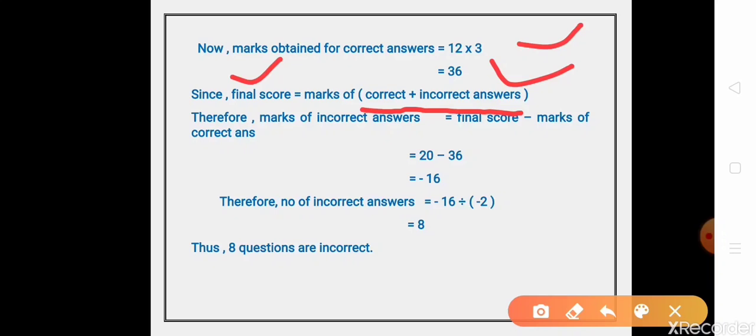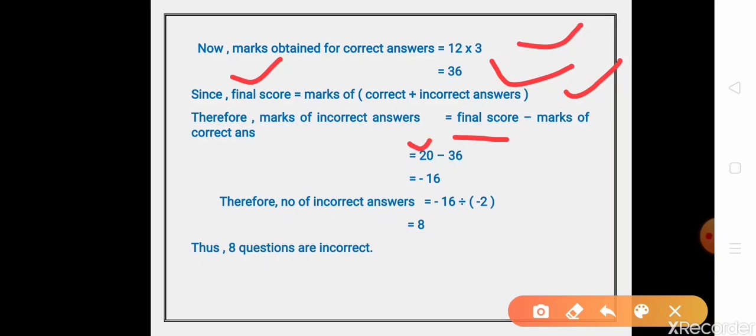This is very simple to understand. So, marks of incorrect answers will be what? Final score minus marks of correct answers. I hope this is making sense to you. You go back to the previous statement. Final score is equal to marks of correct plus incorrect answers. Therefore, marks of incorrect answers will be what? Obviously, you subtract the marks of correct answers from the final score.